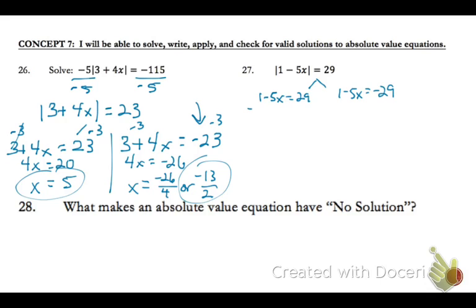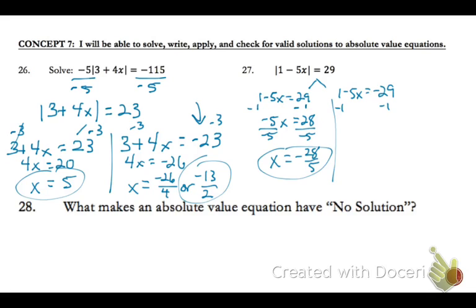So I'll subtract my 1 from both sides. So negative 5x is going to equal positive 28. Divide both sides by negative 5. And x will equal negative 28 fifths. And I'm going to just leave that in improper fraction form.